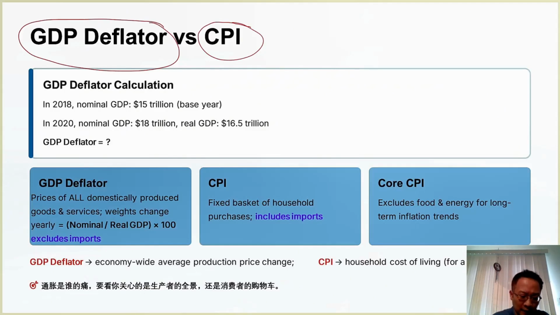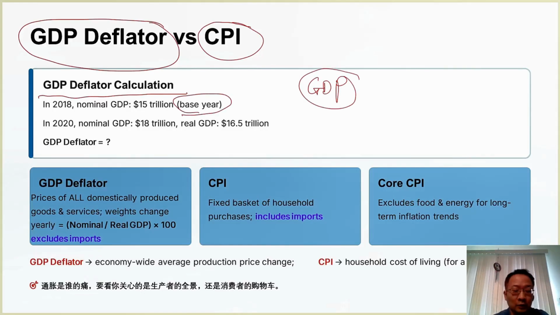So, from the concept of the GDP deflator, you can probably guess that it's mainly used to measure the production in GDP. Because GDP stands for domestic production, which means it's basically a producer price index. Usually, there's a so-called base year. We use the nominal GDP of each year to calculate its real GDP.